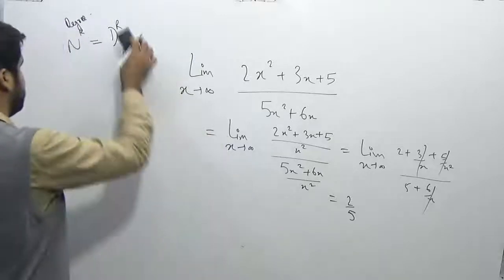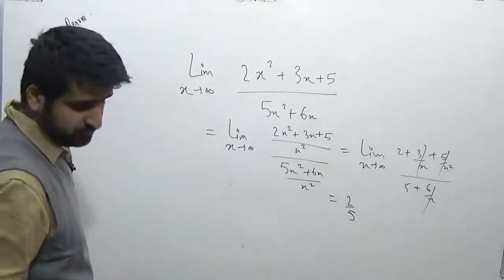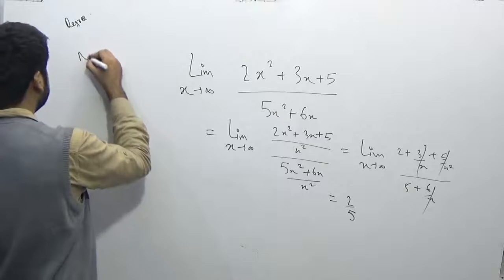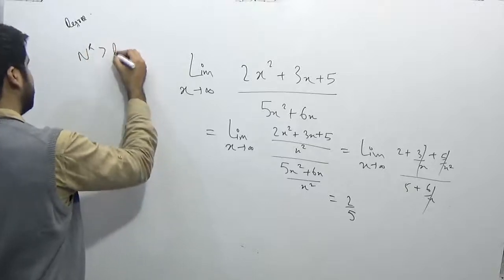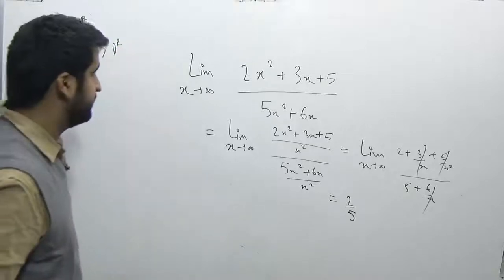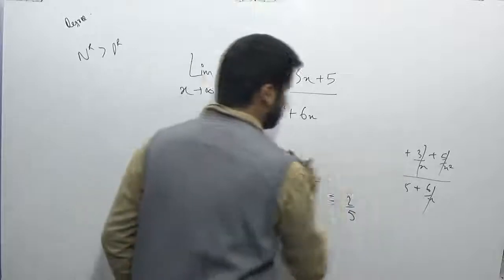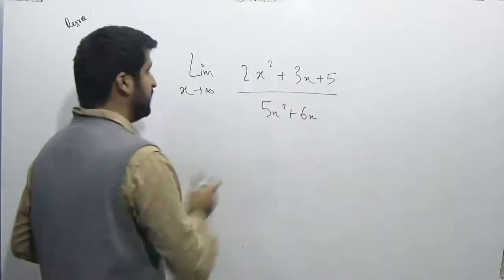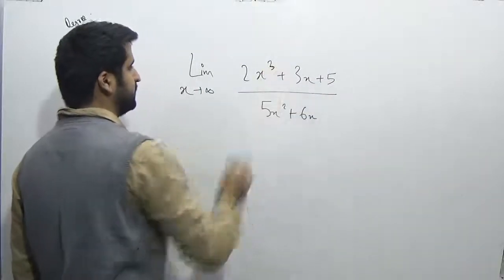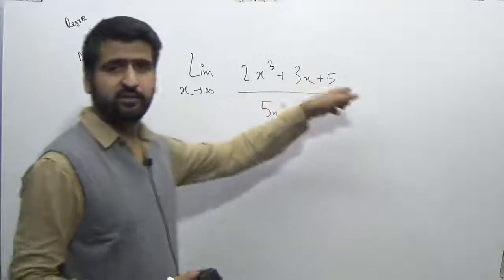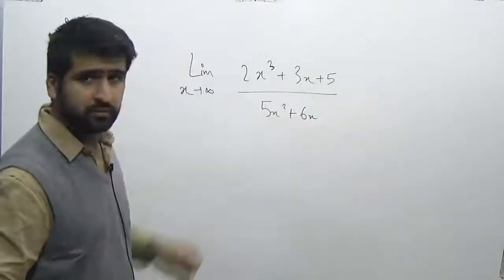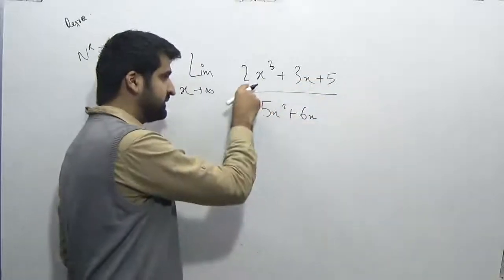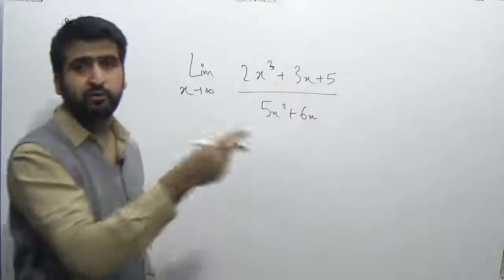So now let's see the other case, when the degree of numerator is greater than the degree of denominator. I'll just modify this question. I'll make this degree 3. So this is 2x cube plus 3x plus 5. This is a new question. Please pay attention. This is 2x cube instead of the previous 2x square.